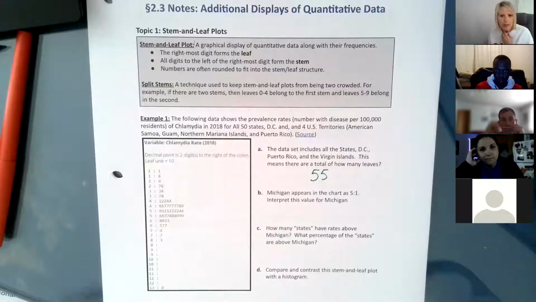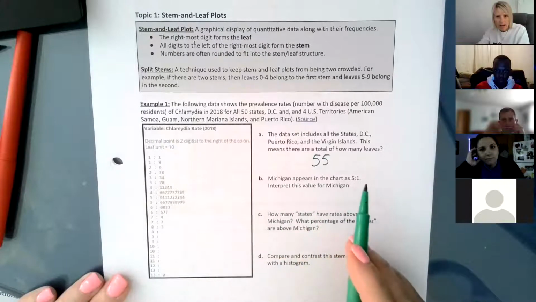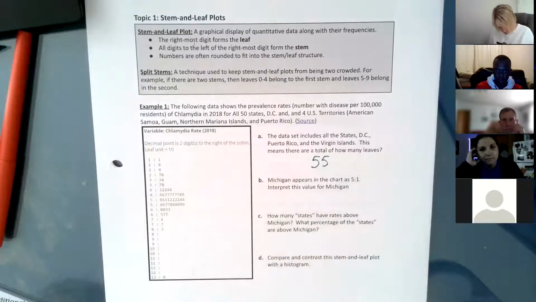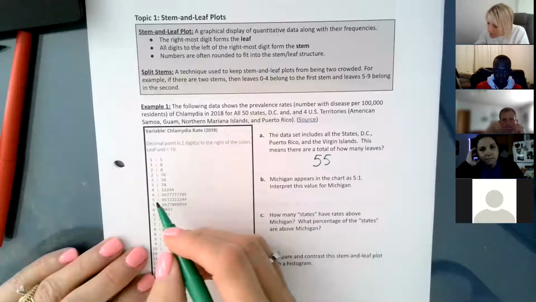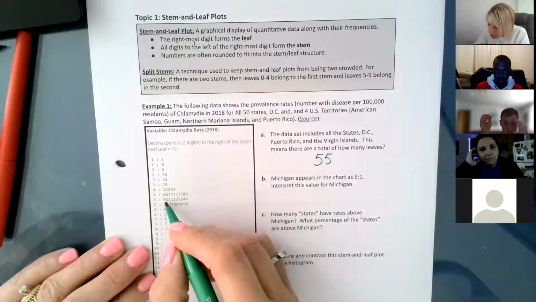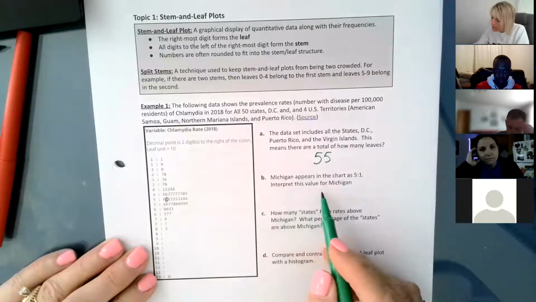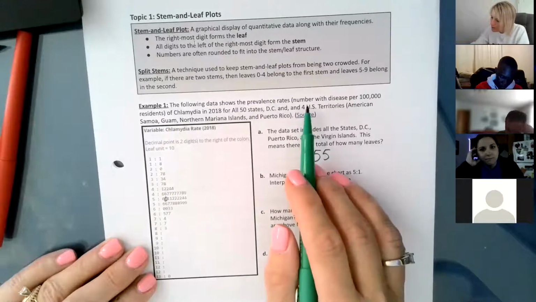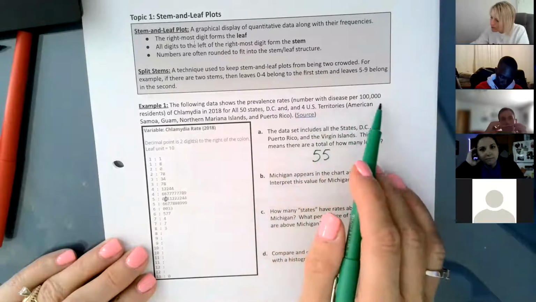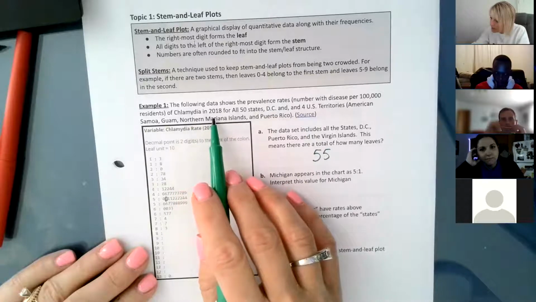So I believe I counted 55. It says Michigan appears in the chart as 5:1. So that would be 5 and colon, it's not the 0, but it's :1, 5:1. Interpret this value for Michigan. Now remember, this is the number with disease per 100,000 residents, and this is for chlamydia in 2008.